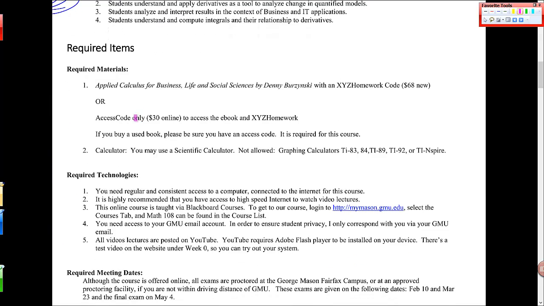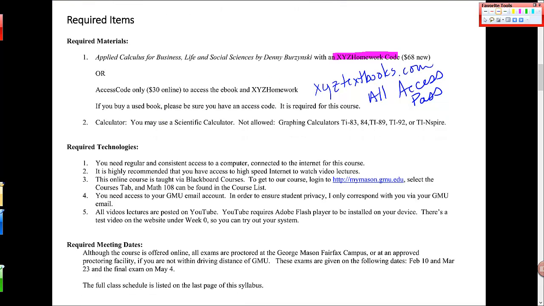That's fancy. Okay, there is a textbook. You can buy the textbook plus a homework code. You need this homework code for about $68. You can get the access code only, I think that's at xyztextbooks.com. You're looking for an all access pass is what it's called. I need to put this in the syllabus, but that's what you're looking for. And you can get it for, I think, about $30, or it might have gone up to $40, but it's somewhere around that. Okay? You can use a scientific calculator in this course, not a graphing calculator. So if you have any questions about that, you should ask me before test time.